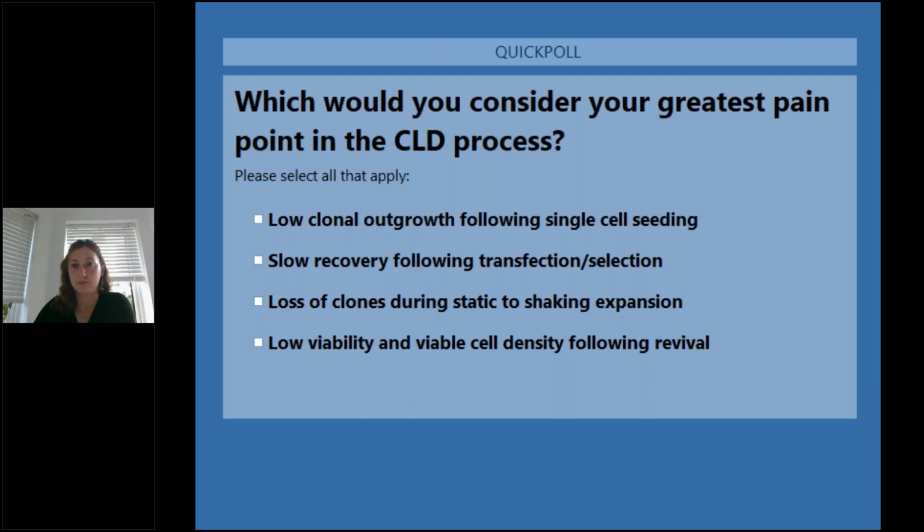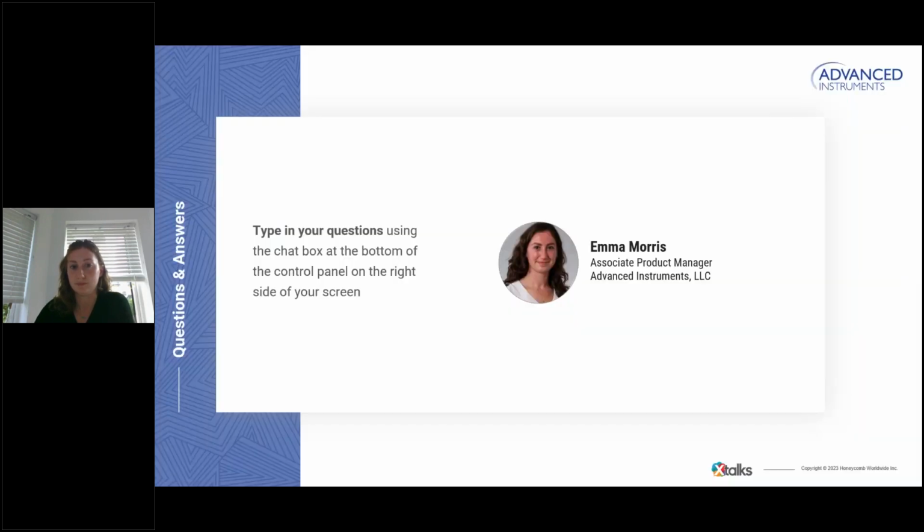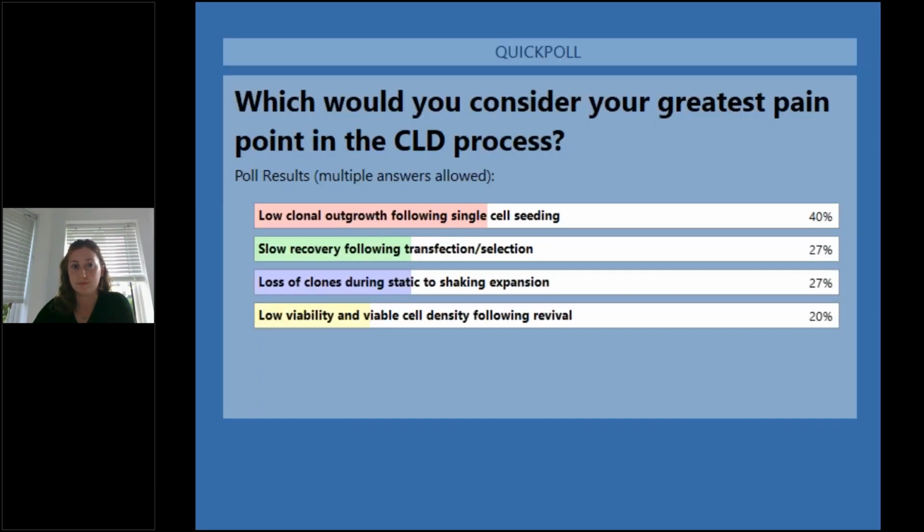Thank you for voting. I will close the poll and share those results. So we have 40% for low clonal outgrowth following cell seeding, 27% for slow recovery following transfection or selection, another 27% for loss of clones during static to shaking expansion, and 20% for low viability and viable cell density following revival.